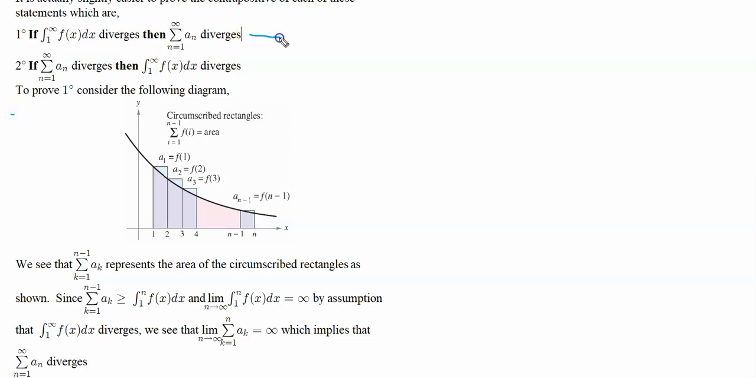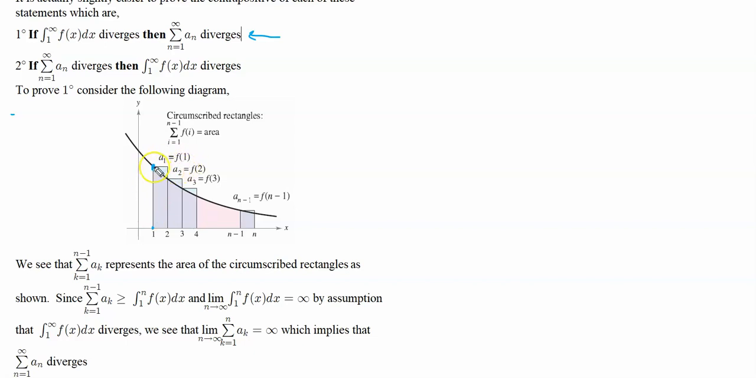So we want to prove this statement first, that if the integral diverges, then the series must diverge. Here we have the diagram of a function that is decreasing and positive. Now, if you look at the area of these circumscribed rectangles, take a look at this rectangle right here. This height is f of 1. That's the same as a1, because a1 is supposed to equal f of 1.